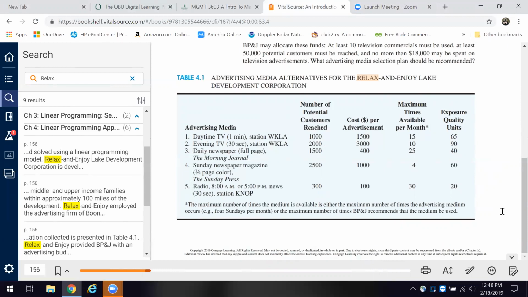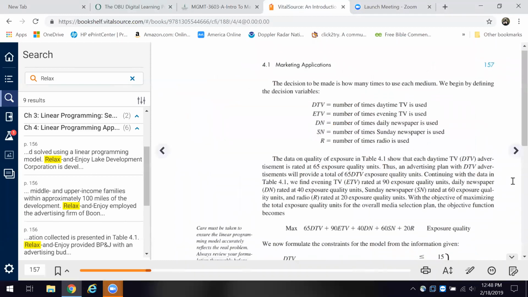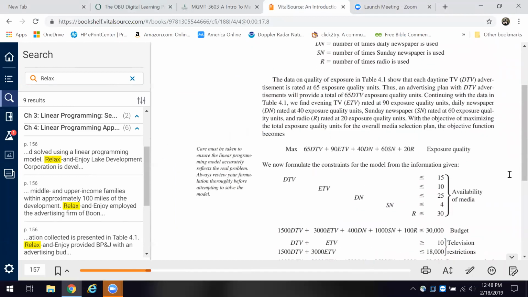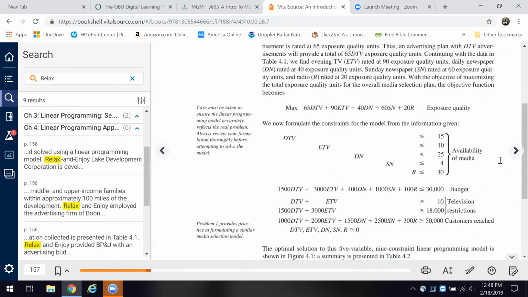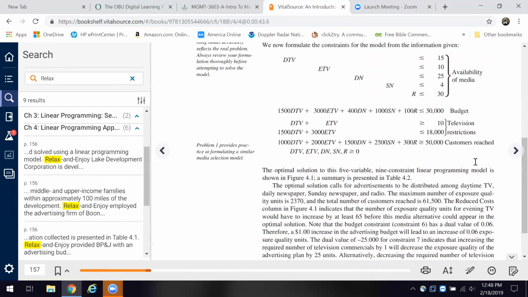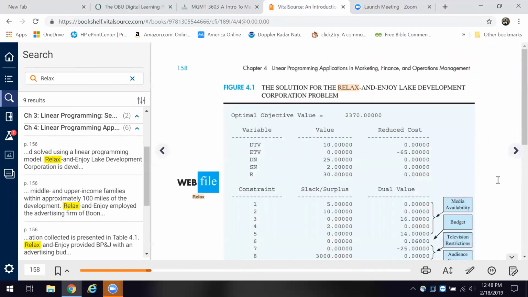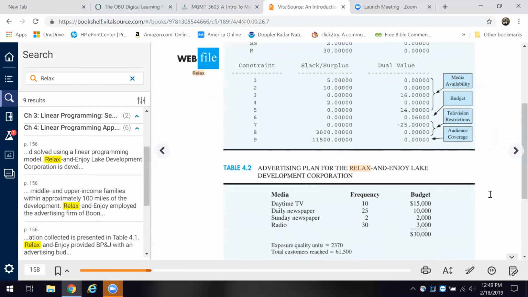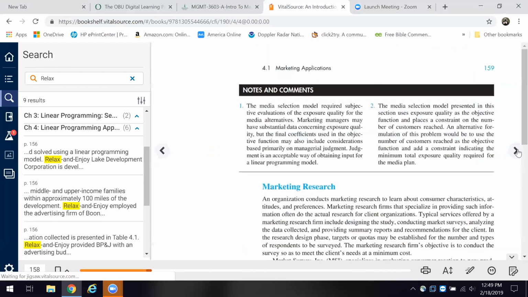And the table here provides those data. As we walk through and start to identify an objective function and the variables, and of course here is the exposure quality. That's our objective function, and then the availability of media, the budget, and of course then those restrictions and the customers reached. So no need to look at that again. I wanted to show you this because we're showing you this data from Lingo, and they're showing you the media availability, the budget, and give you some excellent narrative in terms of the outcome. Okay.